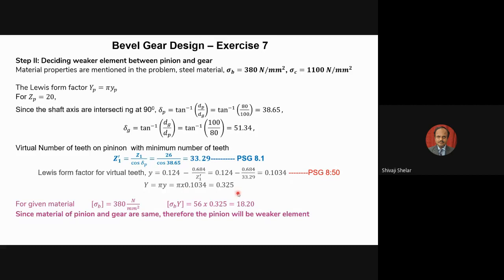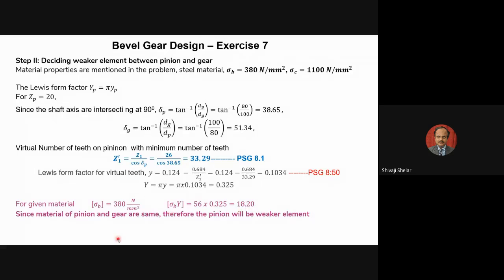Then we can do the capital Y calculation. This is copy paste here. It is actually 56. So sigma b into y is equal to 56 into 0.325. So we have this product as 18.20. Otherwise, what will happen? If you don't select the number of teeth here, this will be unknown. So you cannot evaluate y, then this will become unknown, and the solution becomes difficult.